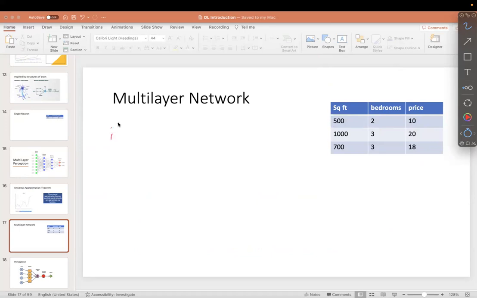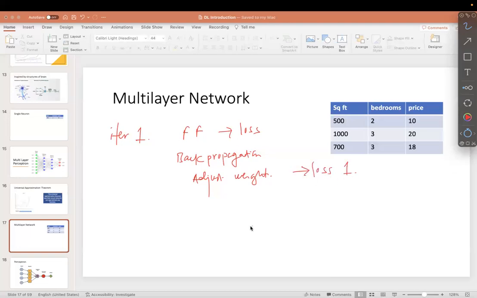So in iteration 1, we do a feed forward, then we do a loss calculation, then we do a back propagation, and then we adjust those weights. Let's say in iteration 1, we get a loss of 1. Once we adjust the weights, in iteration 2 we again do a feed forward and calculate the loss value, loss 2. Again, we adjust the weights.